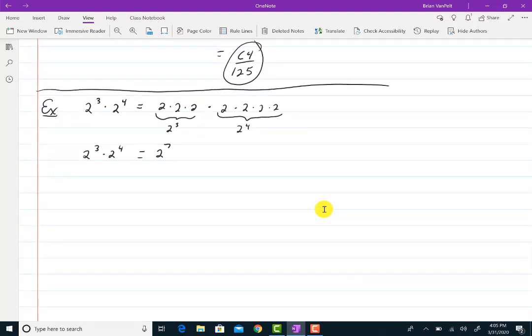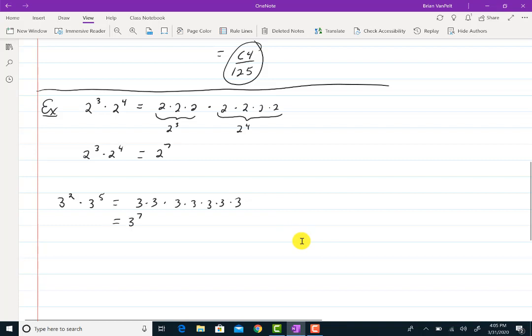Let me do another example. Let me do 3 squared times 3 to the 5th power. So 3 squared is 3 times 3, and 3 to the 5th, I'll have 5 of these things. So you can see them. There's 3 squared right there in front, and then there's 3 to the 5th. Well, there's a total of 1, 2, 3, 4, 5, 6, 7 3's. So this is the same as 3 to the 7th power. So hopefully you're seeing a pattern here.